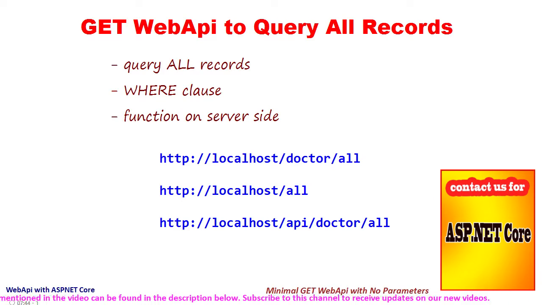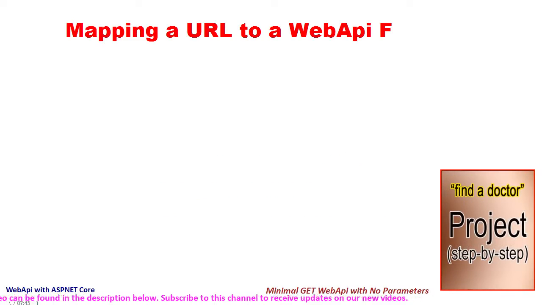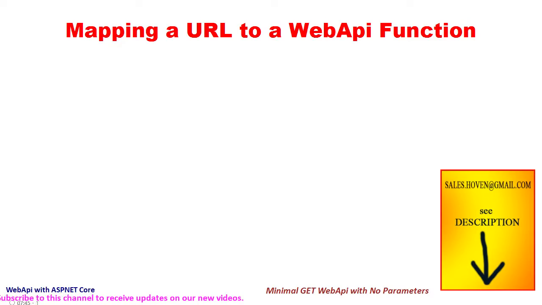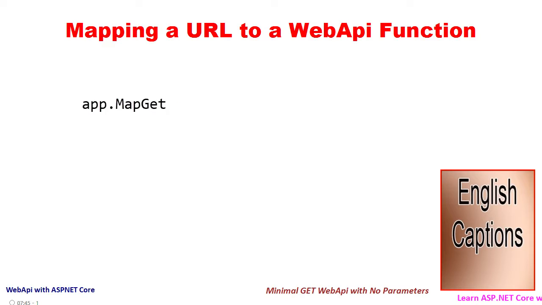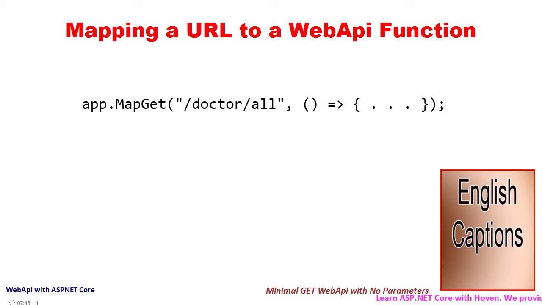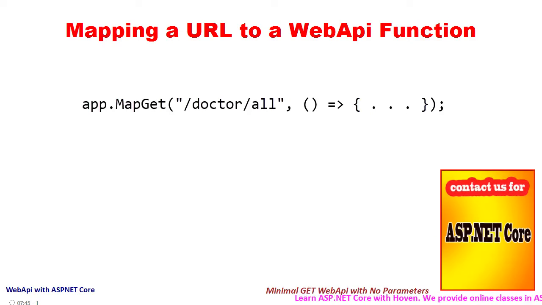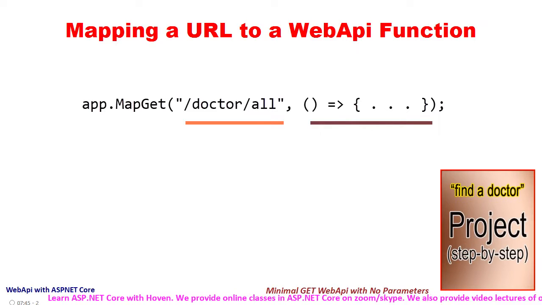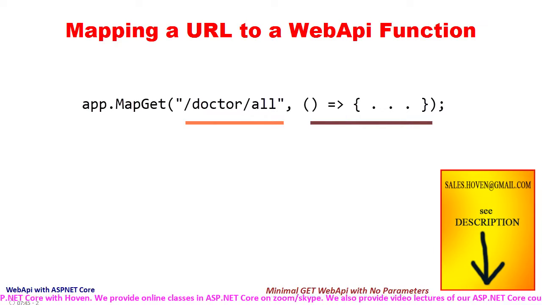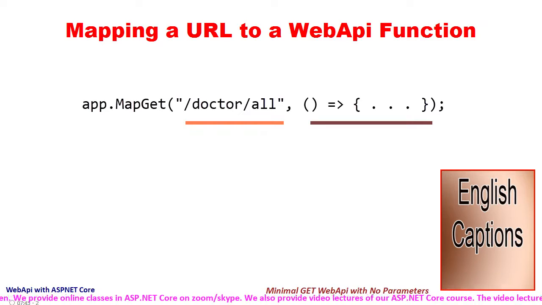our web API function. The next step is to connect this function, this URL, to a function on the server side. This is also called mapping a request to a function. The easiest way to map a GET request is to use the MapGet function of the WebApplication class. This function takes two parameters. The first is the relative path of the URL, and the second is a lambda or a request delegate that contains the body of the web API function.